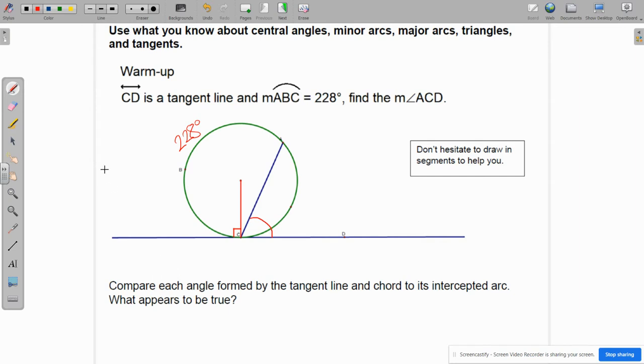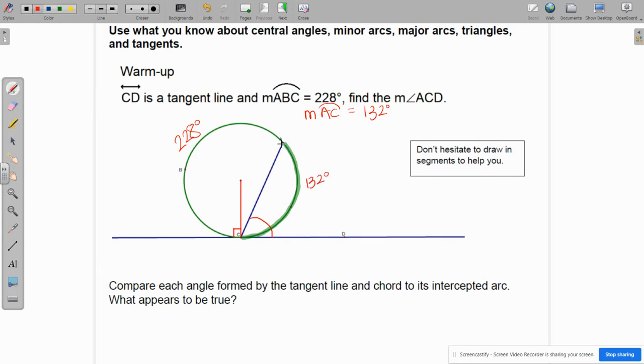The first thing that I want to talk about is I can add in more information. If this major arc is 228 degrees, then I could figure out the measure of this smaller arc AC. We would get that by taking 360 and subtracting 228, which is 132 degrees. So this arc over here, arc AC, which is now a thicker green there, is 132 degrees.